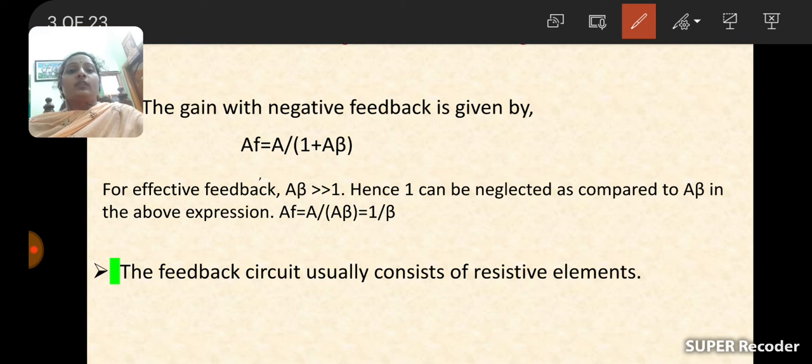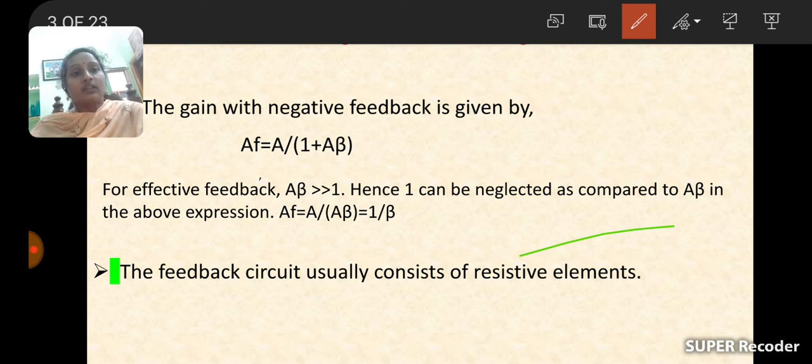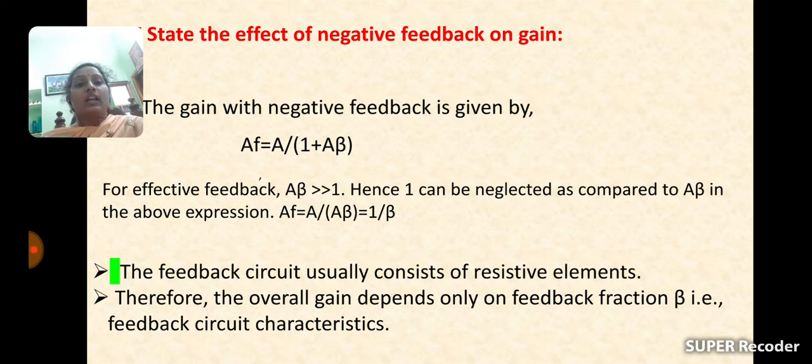Is it clear? For effective feedback, A into beta is very much greater than 1, unity. Hence, 1 can be neglected as compared to A beta in the above expression. So AF is equal to A by A beta, that is equal to 1 by beta. The feedback circuit usually consists of resistive elements, so that the overall gain depends only on the feedback fraction beta, that is, the feedback circuit characteristics.